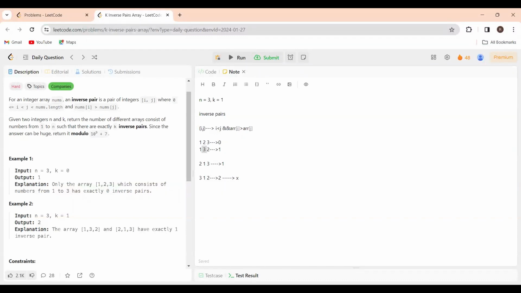Now by keeping 2 as a starting element, I can make one pair, right? So with the remaining elements, how many pairs should I make? The remaining elements are n minus 1, so I can make k minus 1 pairs. Initially I can make k minus 0. With the remaining elements here I can make k minus 1, so I should make k minus 1 elements.